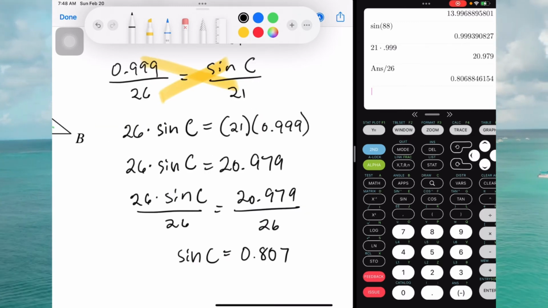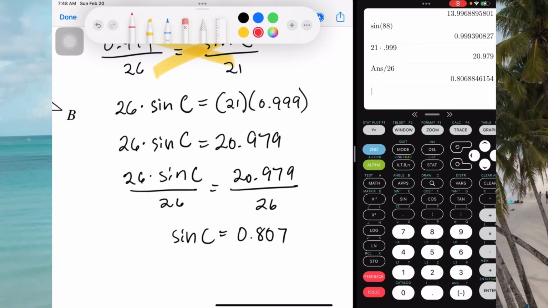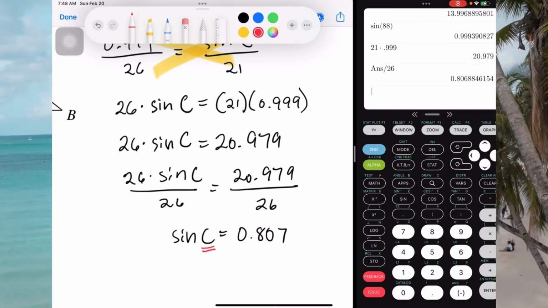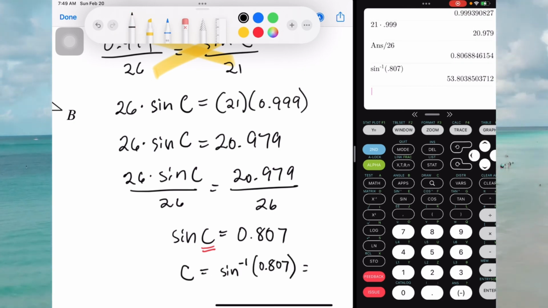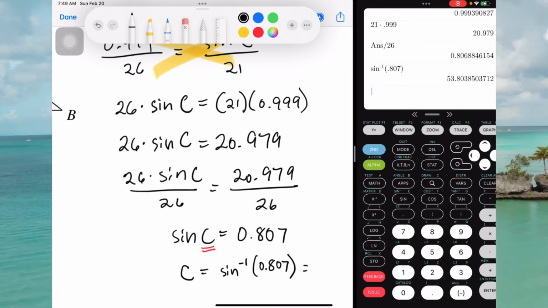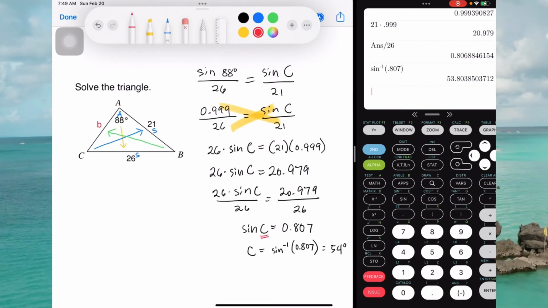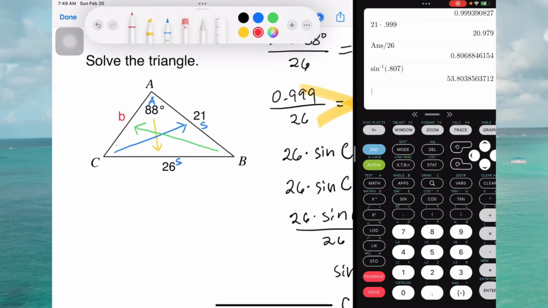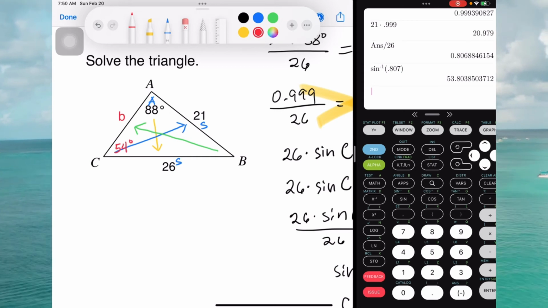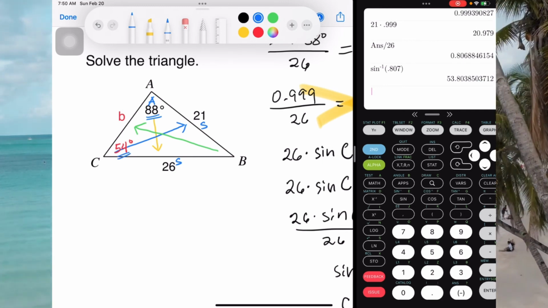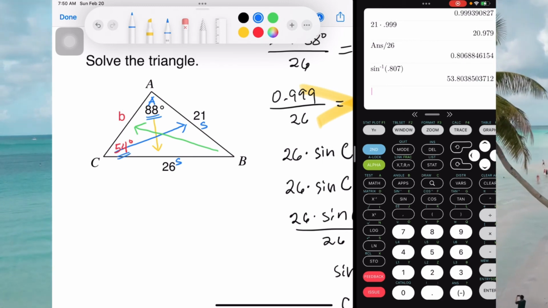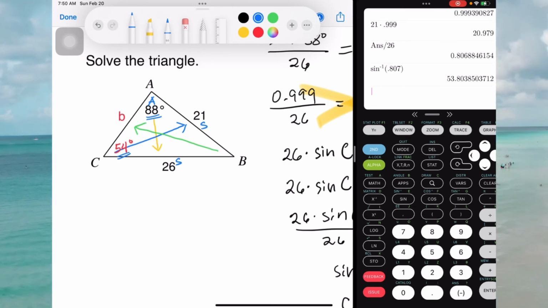Since we're looking for the measure of angle C, we have to use inverse sine. Now, the measure of angle C is equal to the inverse sine of 0.807, which rounded to the nearest whole degree is going to be 54 degrees. Let's label our triangle since we found the measure of angle C, which is 54 degrees. Now we can use the two angles, 88 degrees and 54 degrees, to find the measure of angle B and eventually set up another equation to find the length of AC represented by lowercase b.